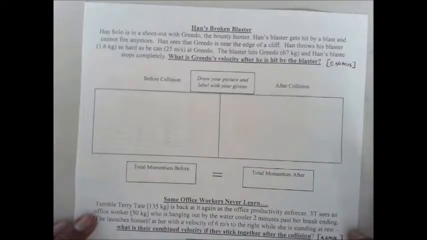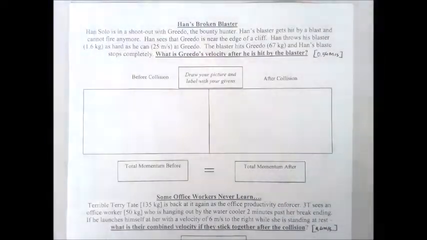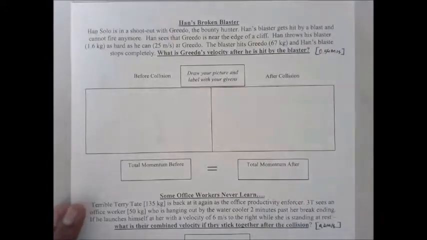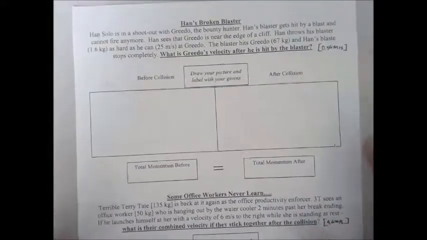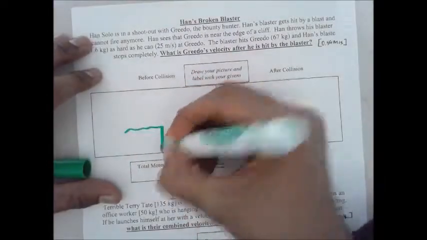Han Solo's broken blaster. Oh, love Han Solo. Alright, Han Solo is in a shootout with Greedo, the bounty hunter. Who shot first? We don't know. Han's blaster gets hit by a blast and cannot fire anymore. Han sees that Greedo is near the edge of a cliff. Oh man, there's a lot going on here. Greedo is near the edge of a cliff.